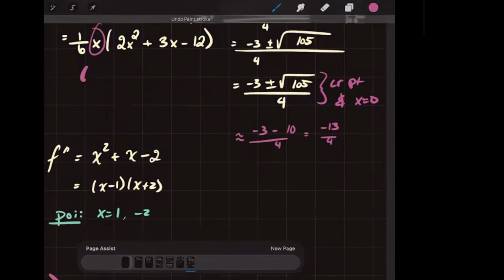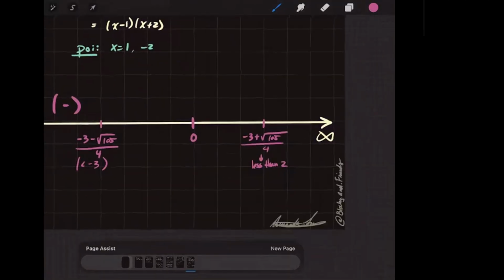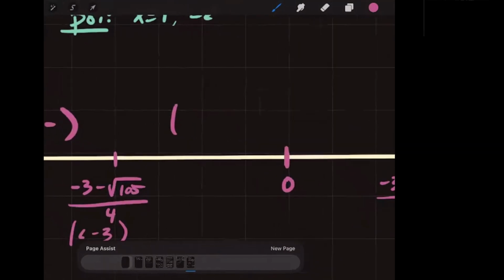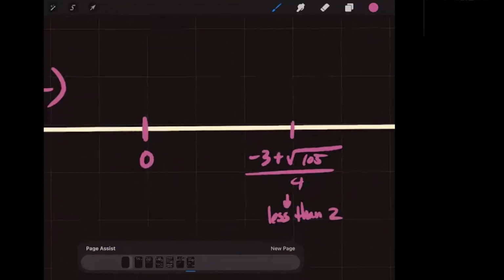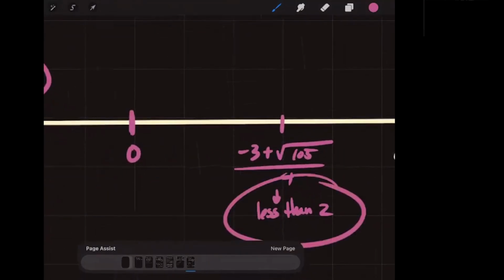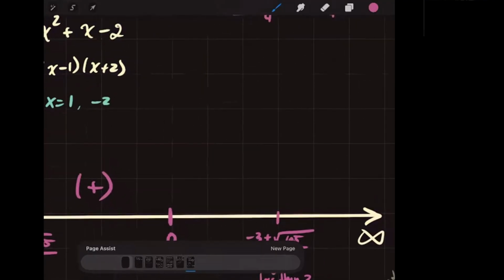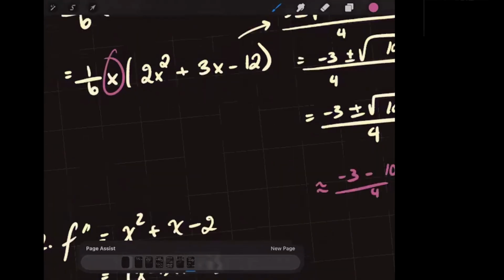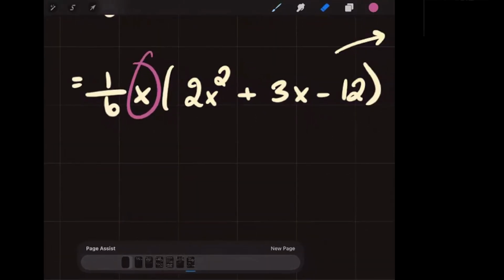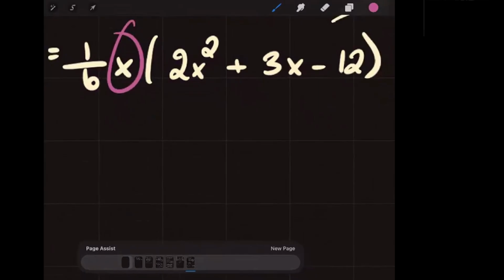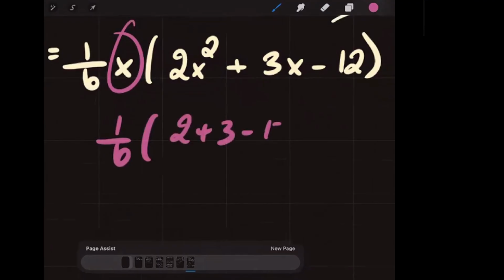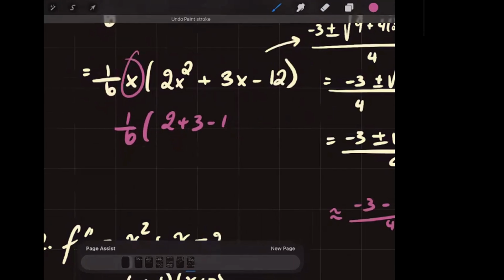Again, if you don't feel comfortable approximating, don't do it out. Okay. I'm lazy. I'm going to approximate. And then from 0 to slightly less than 2, I'll choose +1. I'm going to say, let's see, if I choose +1, it'll be 1/6 times 1 times 2, which is 2, plus 3 minus 12. That is absolutely a negative number.